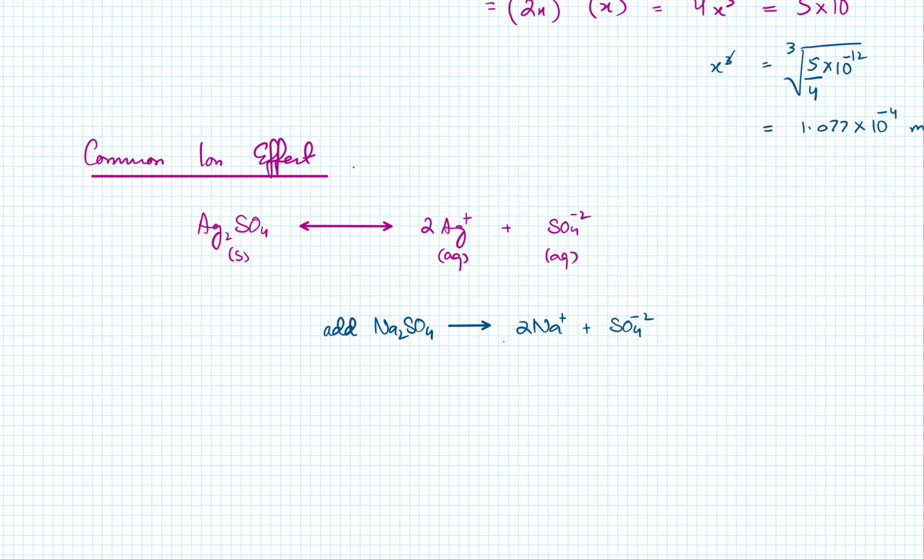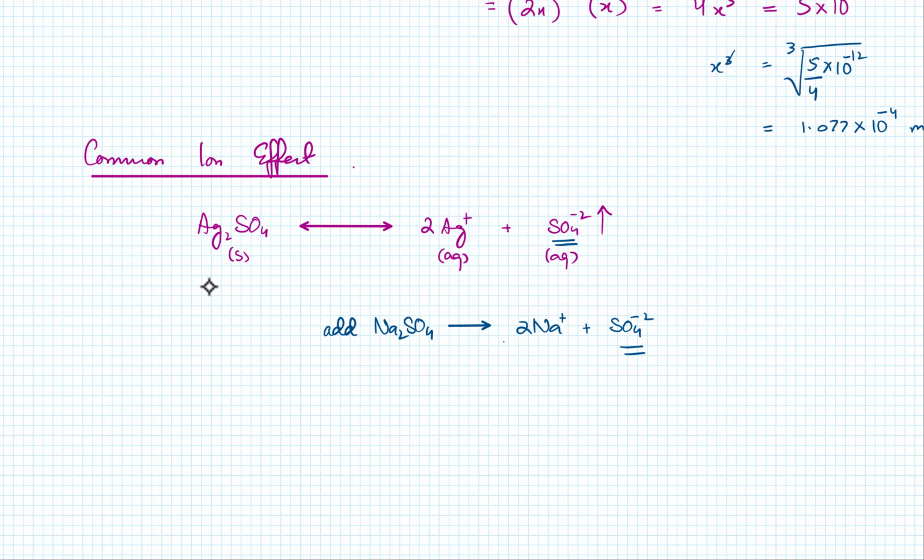So what has now happened? All of a sudden in your solution, you've got a lot more sulfate ions. The concentration of sulfate ions has gone up, because there are more sulfate ions coming from sodium sulfate as well. So where would this equilibrium shift? Backward or forward? If sulfate ion concentration increases, it's going to go backwards, right?